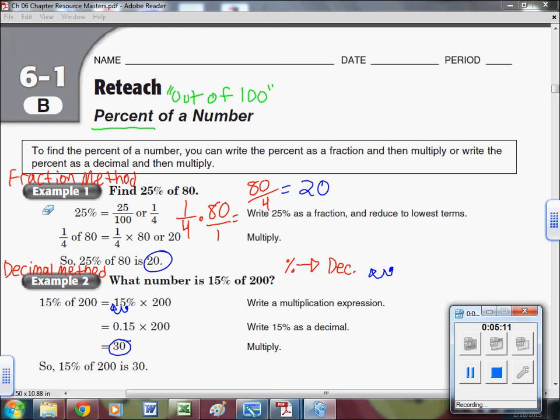So here's what we're gonna do. We're gonna use these two methods, and we're gonna try to just pick one or the other for each of the few examples we're gonna do. So we're gonna do several examples, and then for each one, we're just gonna decide which method we think would be a little bit easier.